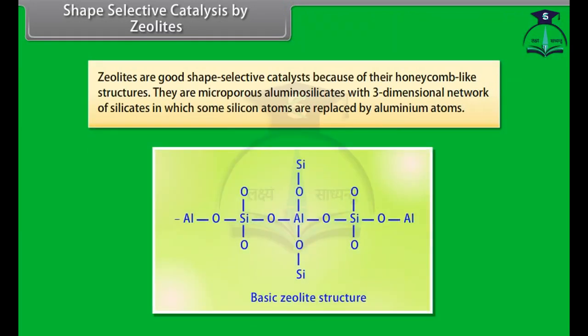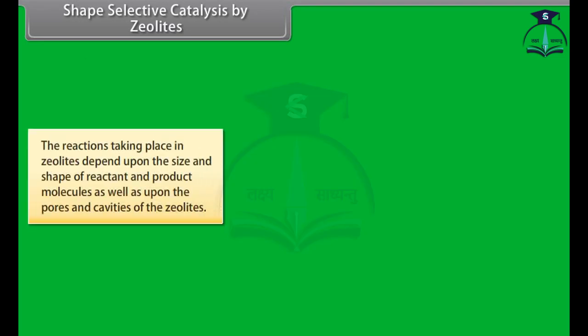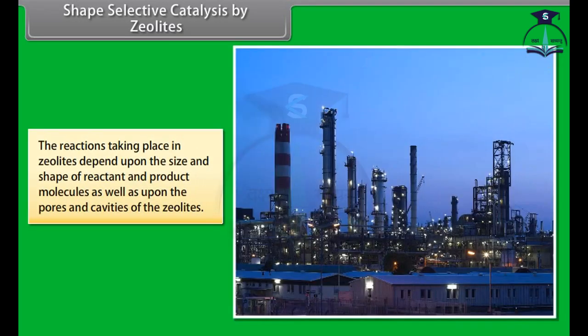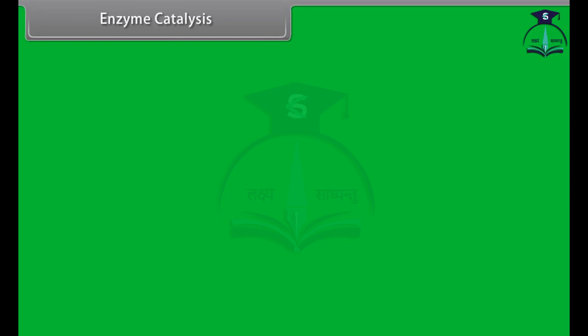Zeolites are good shape selective catalysts because of their honeycomb-like structures. They are microporous aluminosilicates with three-dimensional network of silicates in which some silicon atoms are replaced by aluminium atoms. The reactions taking place in zeolites depend upon the size and shape of reactant and product molecules as well as upon the pores and cavities of the zeolites. Zeolites are used as catalysts in petrochemical industries for cracking of hydrocarbons and isomerization.